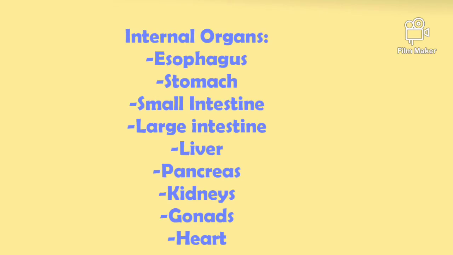Now let's go with the internal organs. The internal organs of a frog always comprise an esophagus, the stomach, the small intestine, the large intestine, the liver, the pancreas, the kidneys, and the gonads like the ovary, oviduct, and testes. The ovary and oviduct are for the females, the testes for the males. And the heart, which pumps blood throughout the rest of the body, and so on. Most of these body parts function the same way as in humans, but the frog version.